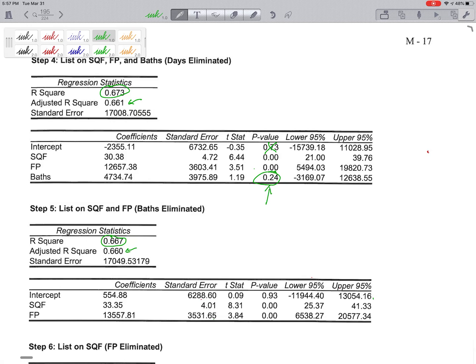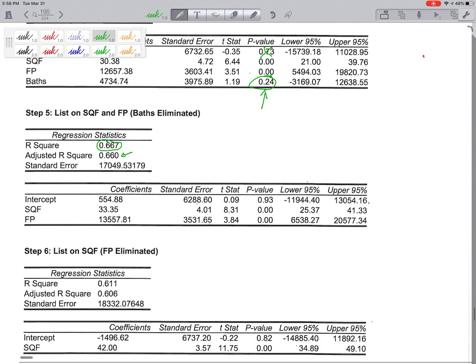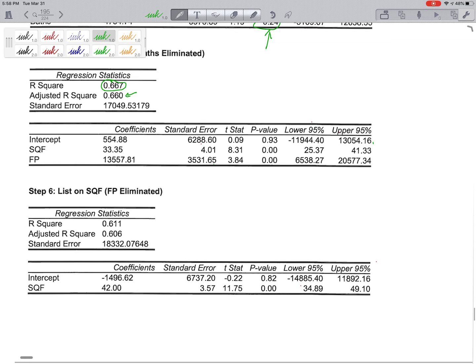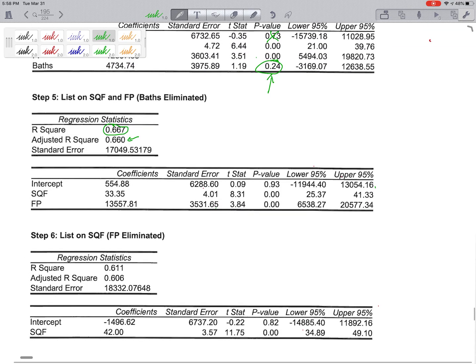And baths has a p-value of 0.24. Now remember, when we were looking at the correlation matrix, it was highly correlated with SQF and fireplaces. So there's a multicollinearity problem there. And so we're going to get rid of it and just leave that then with this one here, which was actually exactly the same as regression number 4, where we had square footage and fireplaces in.